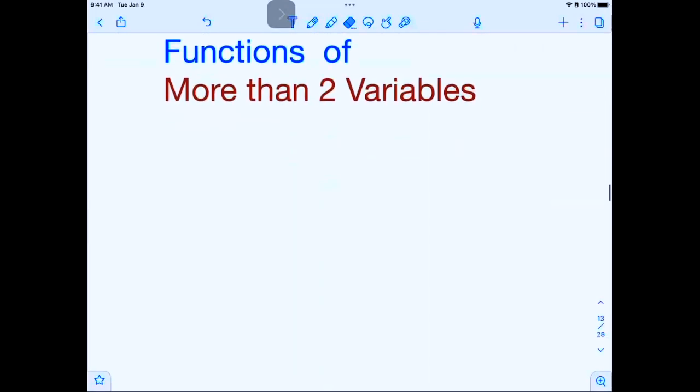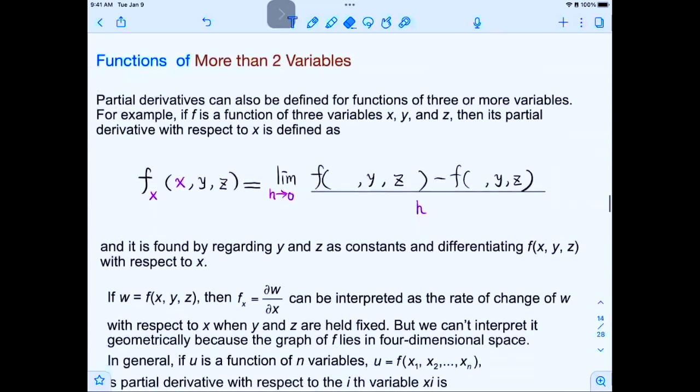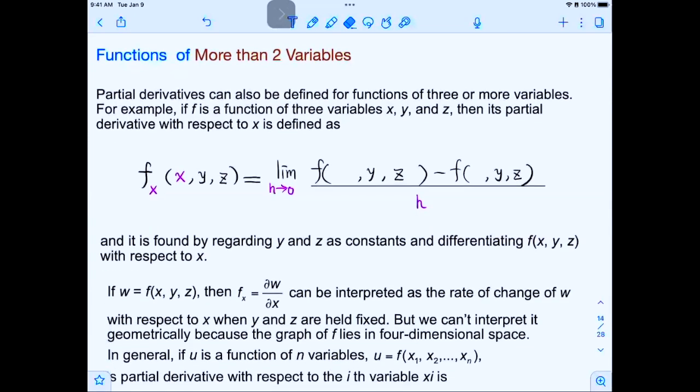Function of more than 2 variables. Okay, now we have done functions of 2 variables, right? But now we can go to functions of 3 variables. This time the definition is kind of similar.